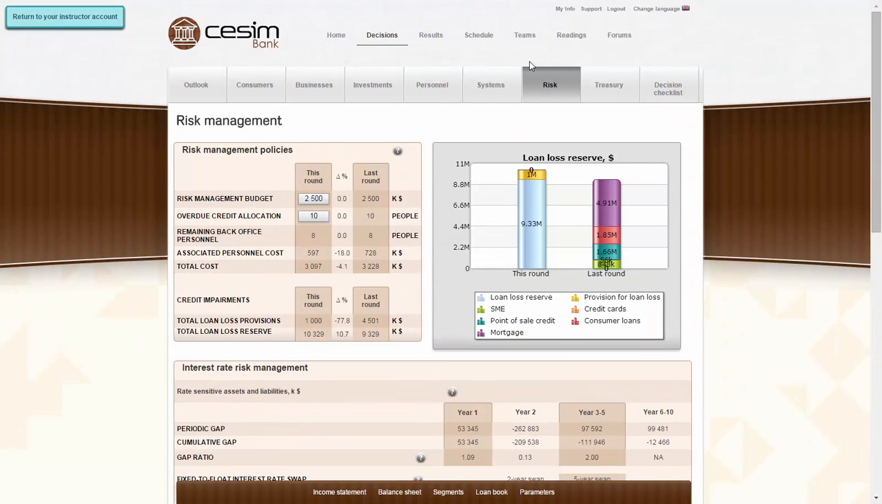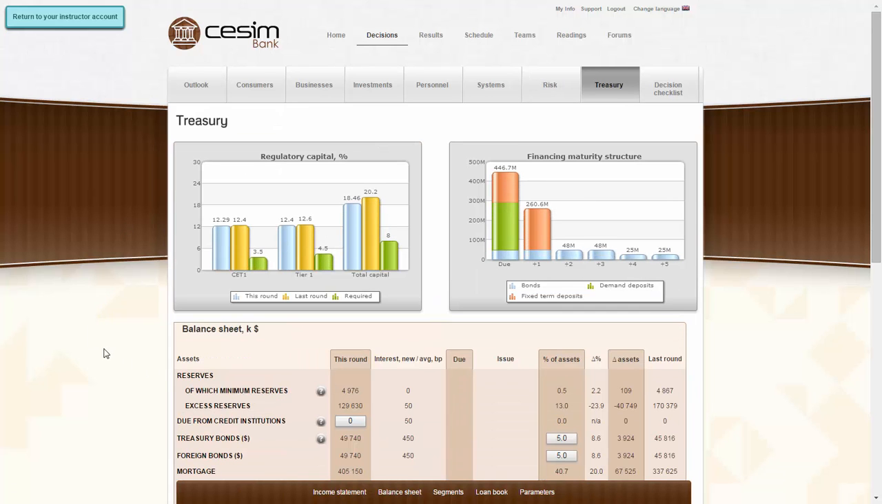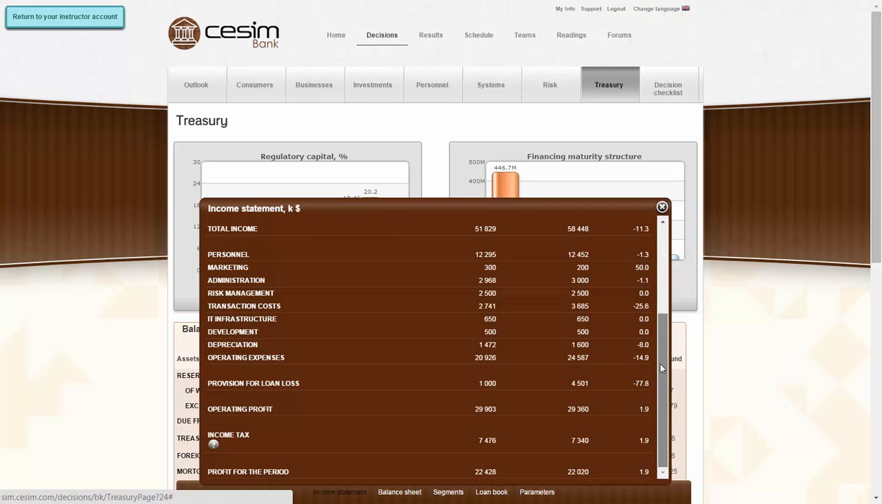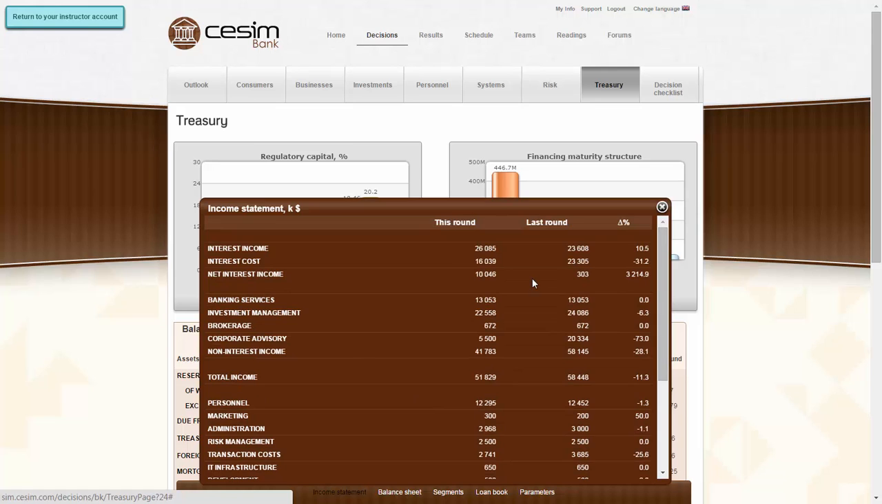And the last page is the treasury. Before we go to the treasury, I want to show you that at the bottom bar we also have the income statement, which shows the situation for the bank as a whole. So we have the actual information for the previous round, and then we have the pro forma statement for this round. So whatever we see in this column is based on the decisions and estimations that we have been making throughout these different sections.